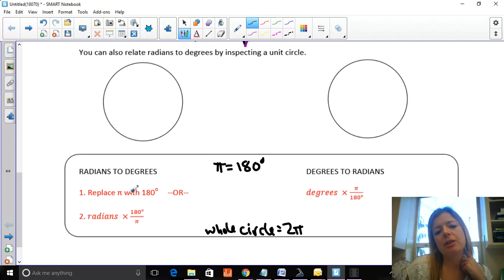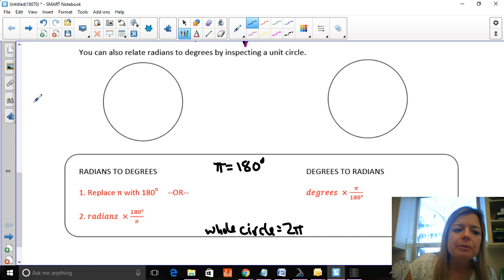So if you know your radians and you want to switch to degrees, if the radians are written with pi in there, all you have to do is replace the pi with 180 and multiply it through, and voila, you have your degrees. But if it's written as a decimal, like 1.17, then you just multiply it by 180 degrees divided by pi, and you'll have your degrees. Now, if you're given your degrees and you want to express it in radians, you multiply it by pi over 180, and then you simplify that fraction.